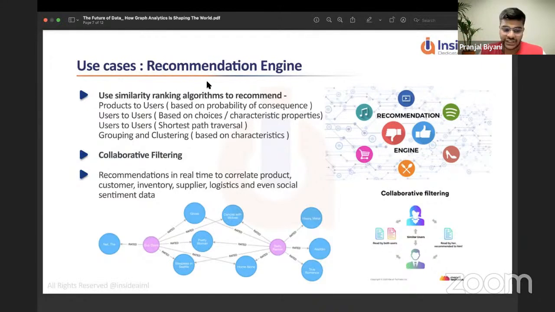And that's also a part of collaborative filtering, right? Recommendations can actually happen in real time. It can be with respect to correlation of product, correlation of customers, correlation of inventories, suppliers, logistics, social sentiment data. Let's say I have gone to a social media platform and commented positively on a particular article. All the people who have commented positively on that very article have also read other articles that I might not have read. So I will be suggested those articles where people who have positively commented on my article have also commented, expecting that the choices will be similar. If both of us like a similar thing, there is a high chance that whatever else you like, I might like too, right? So the recommendation engine is a very big and very important application of graph-based data analytics.